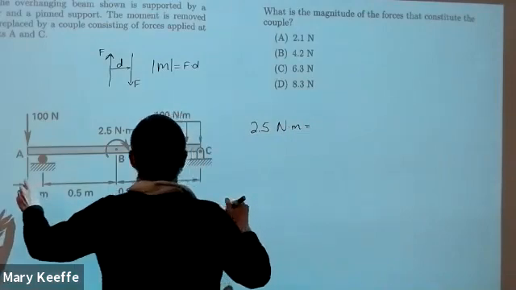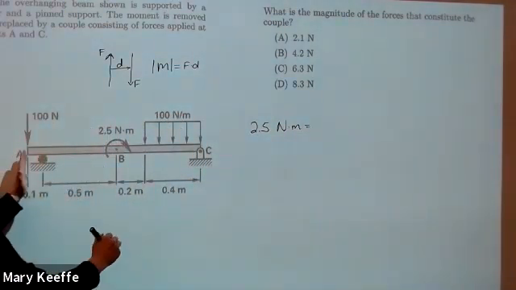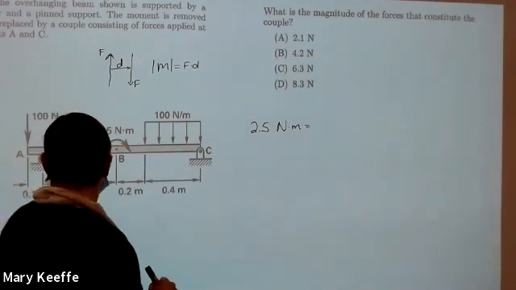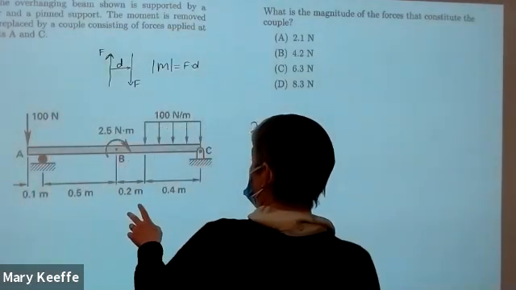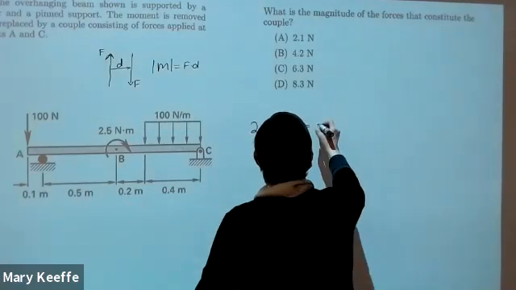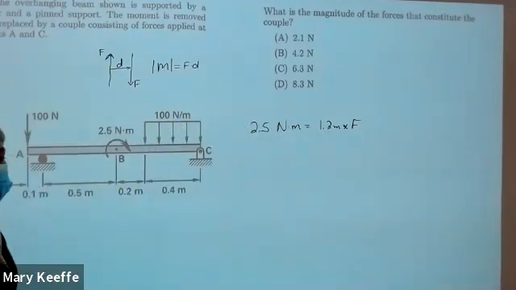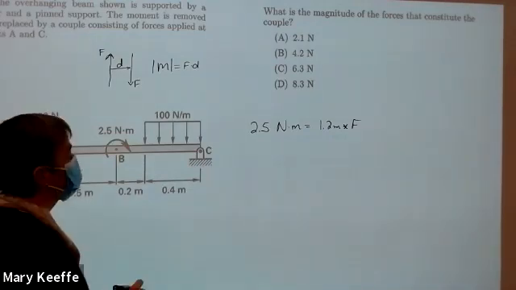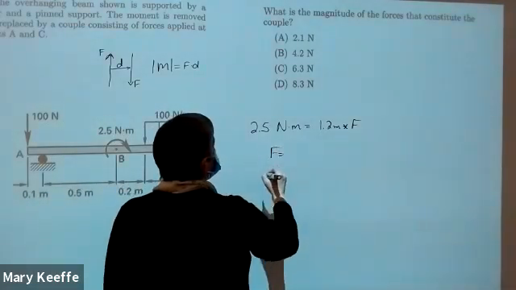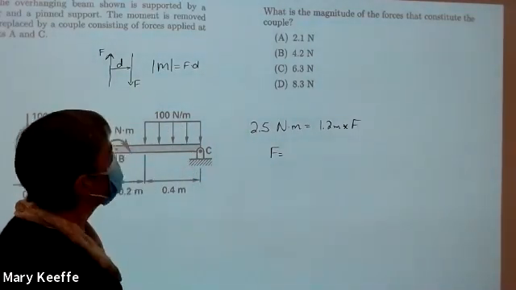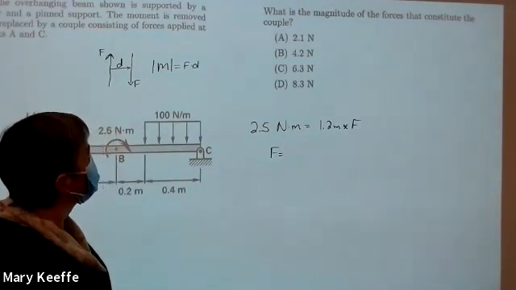to equal the force. Now they told me the distance because they said at points A and C. So that's 0.1 plus 0.5 plus 0.2 plus 0.4, which is, what is that? I'm looking now. 1.2. 1.2 meters times that force. And I think you're going to get that 2.1, right? That 2.08 or something.